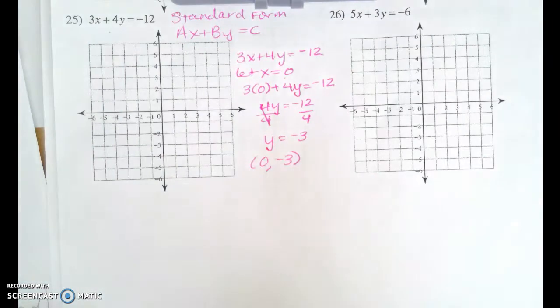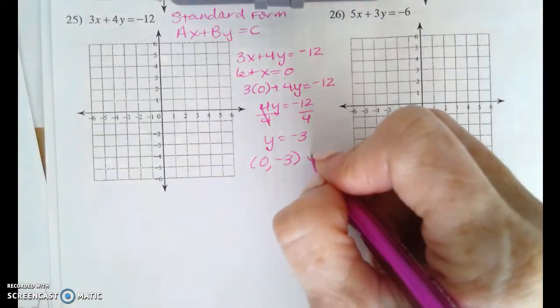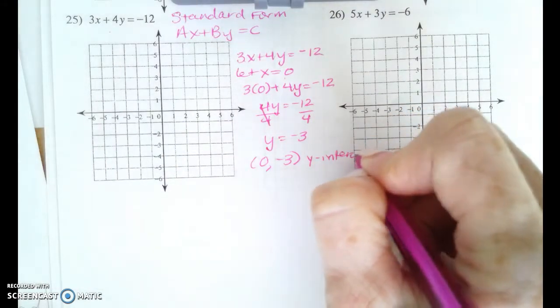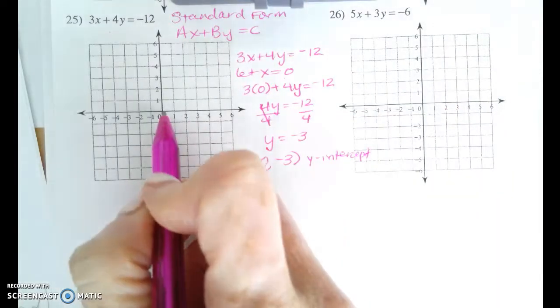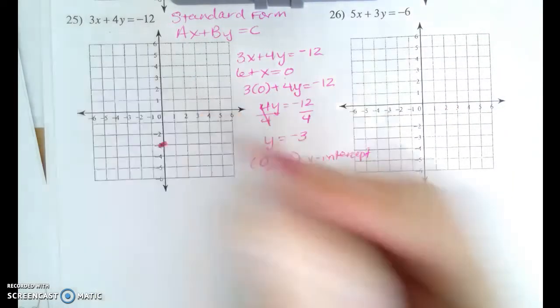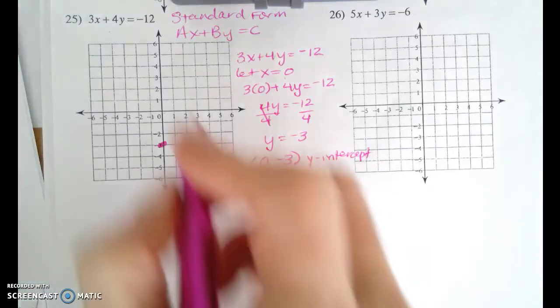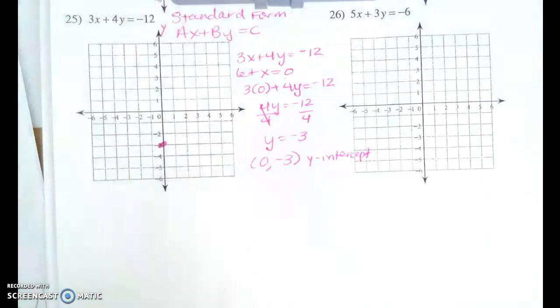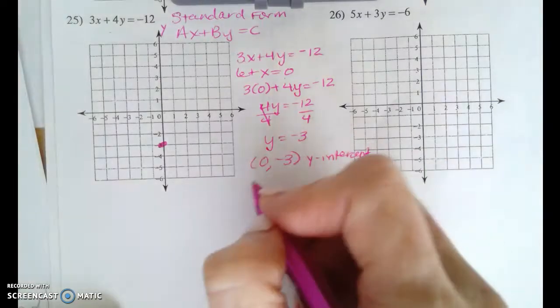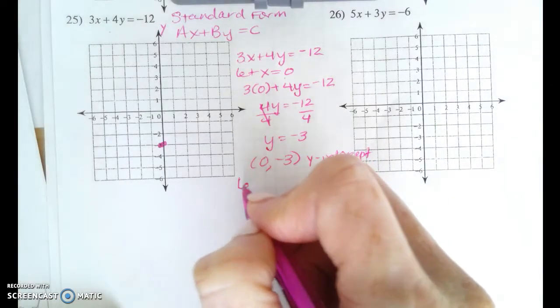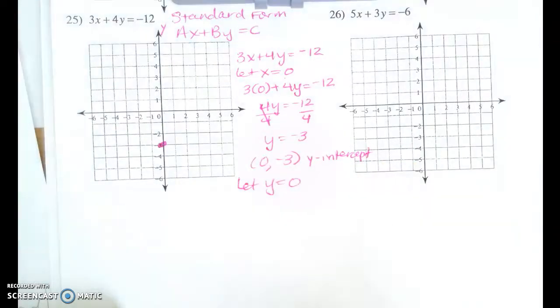That's a point on my line. In fact, that is the y-intercept. Right? So if I go to 0, -3, there's the point where this line intersects the y-axis. Okay? Now let's do it the other way. Let's see if we can find another point, but this time let's let y equal 0.